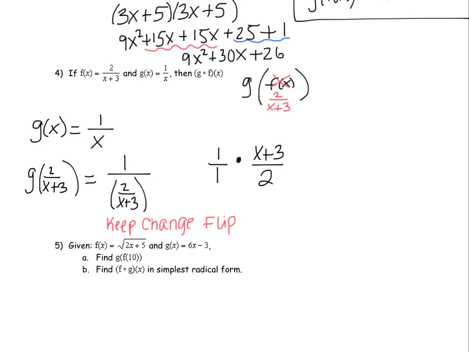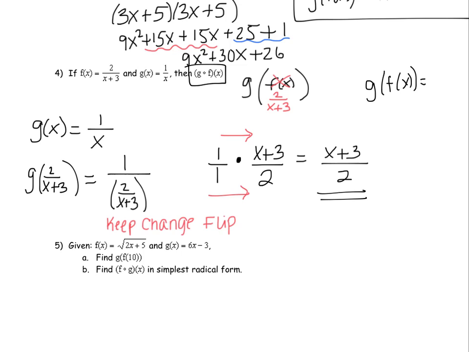And then you just multiply these two things. So we multiply tops with tops, bottoms with bottoms. So 1 times x plus 3 is just x plus 3. And the bottom, 1 times 2, is just 2. So this guy here is your final answer. So we can write this final answer as g of f of x is equal to x plus 3 over 2.